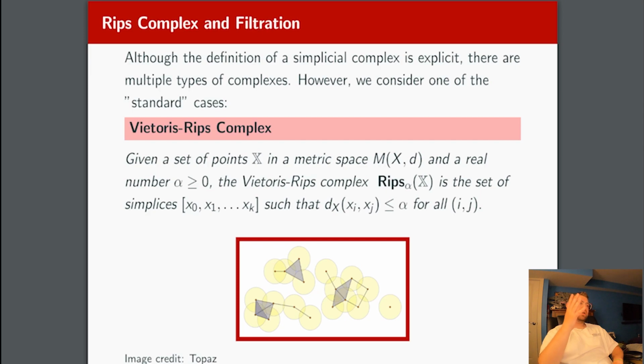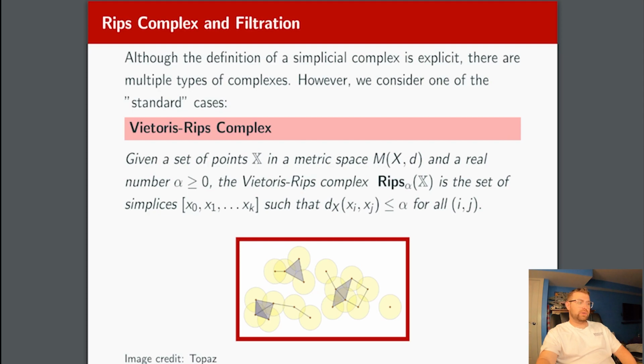And so if we have some set of points in our metric space, and then some parameter alpha, or sometimes we call this a radius, the Rips complex is just the set of all these simplices such that the distance between any two points is less than alpha. To see what that looks like, here on this graphic, alpha is the radius of these yellow circles.